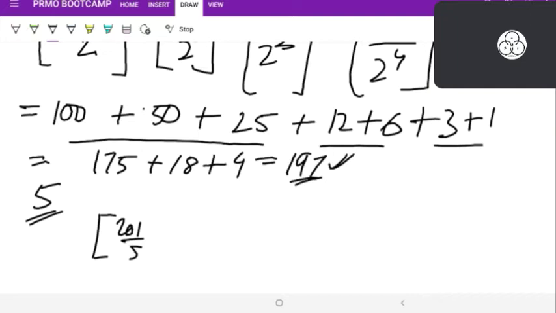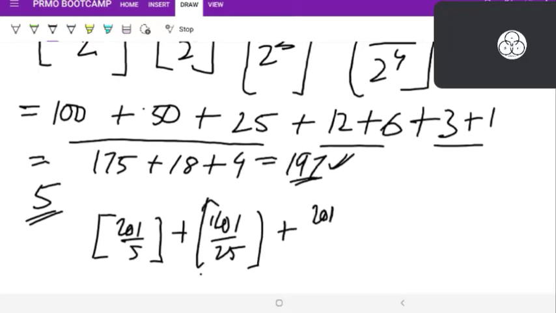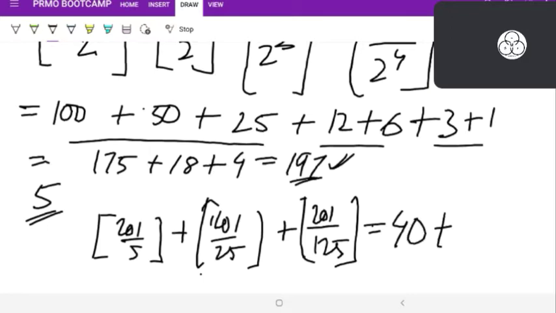(201 by 5), 201 by 25, that is 5 square, plus 201 by 125. After this, whatever will be, that will be 0. Common sense. 5 divided by 201, 20, 40, 8. This will be 1.